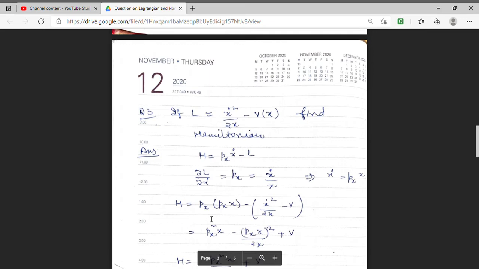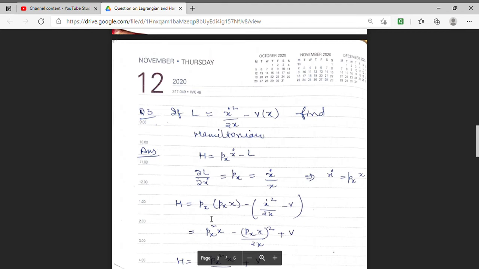The relation between L and H is H equal to summation Pj Qj dot minus L, as only one coordinate is there and that is x. So H will be Px x dot minus L. So in order to find the value of Hamiltonian, initially I have to find the value of generalized momenta.